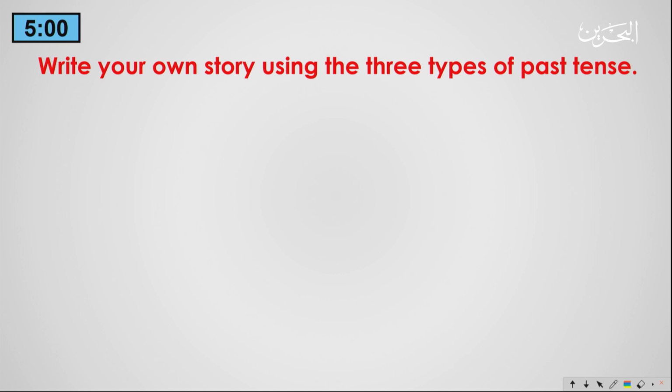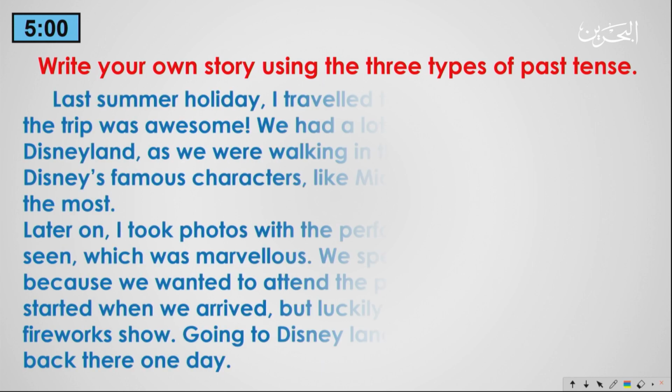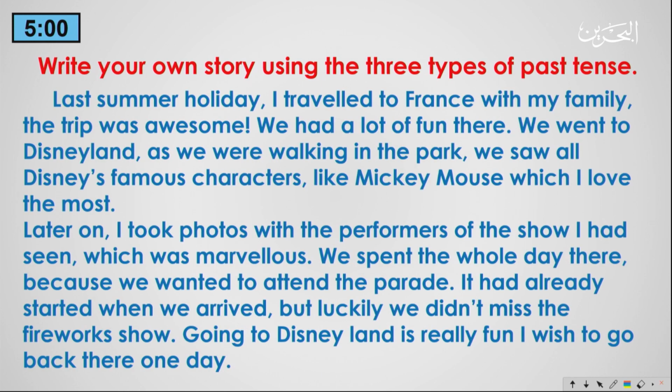Now, after 5 minutes, I'll give you a model of a story. This is a model, and I'm sure that your story will be nicer than mine. This is the story I already presented at the beginning. You can follow it as a model and check how we used the past tense forms, the past simple and the past perfect and the past continuous. Now, I gave you in this lesson two models of stories. You can go back and check them and practice more how to use the forms of past tense.